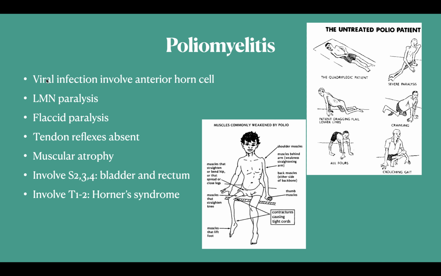Polio. It's a viral infection and it involves the anterior nerve cells. There's going to be lower motor neuron paralysis, so that's going to result in flaccid paralysis. Tendon reflexes are going to be gone, of course, because the anterior horns are going to be affected. They're not going to communicate. Muscles are going to atrophy. That's due to the flaccid paralysis. And if it involves S2, 3, and 4, there's going to be bladder and rectum problems. And if it involves T1 to 2, there's going to be Horner syndrome.